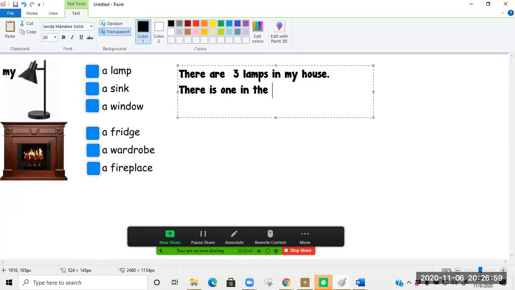There is one in the living room. Excellent. There's one in the bedroom. Very good. There in the kitchen. In the bedroom.